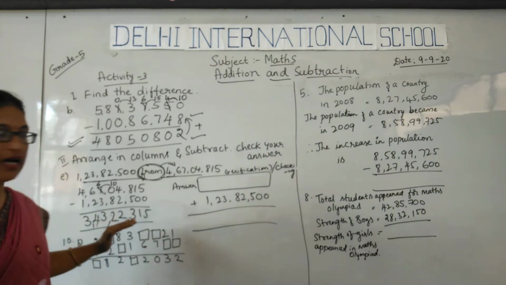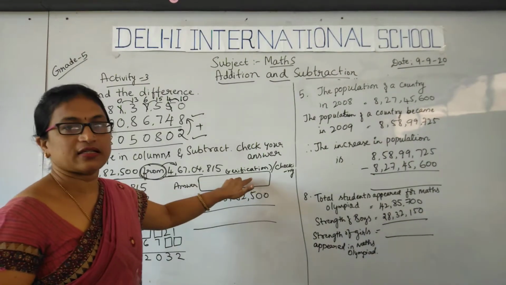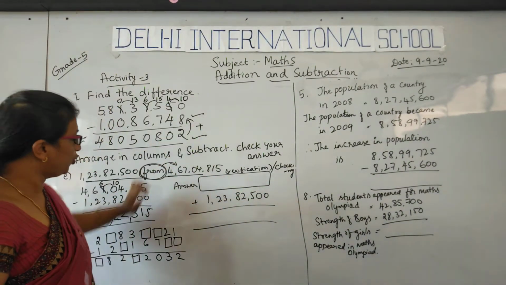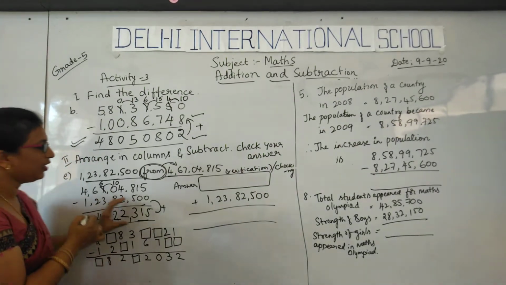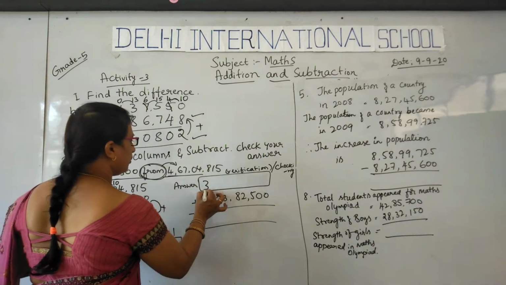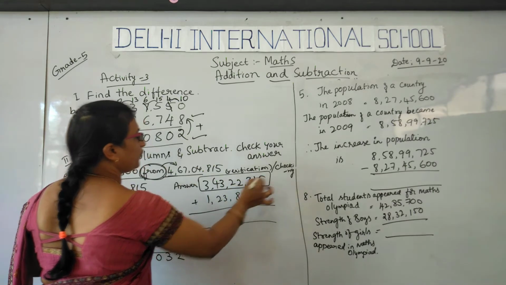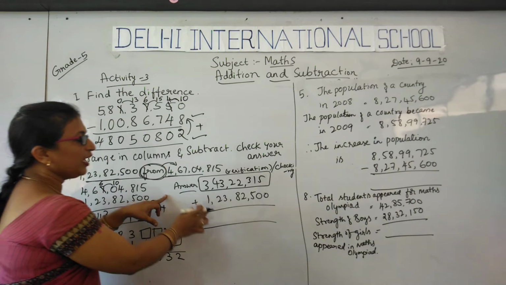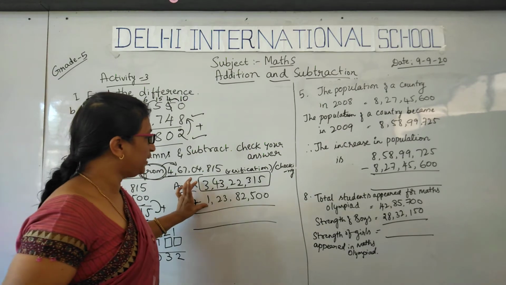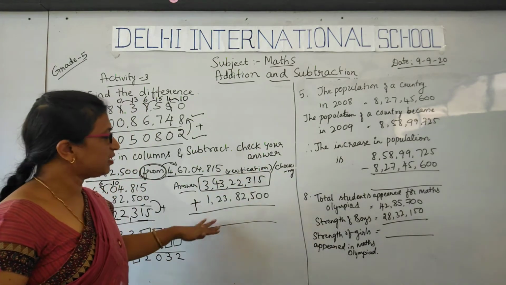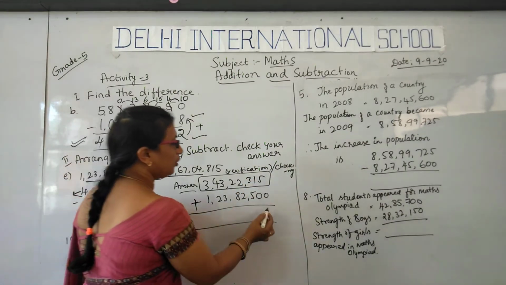Then, to check or verify your answer, I told you that you have to add the answer and the second number. We write the answer, 3,43,22,315, and then write the second number and do the addition. If you add these two numbers, the answer which comes should be the first number. So let us verify.